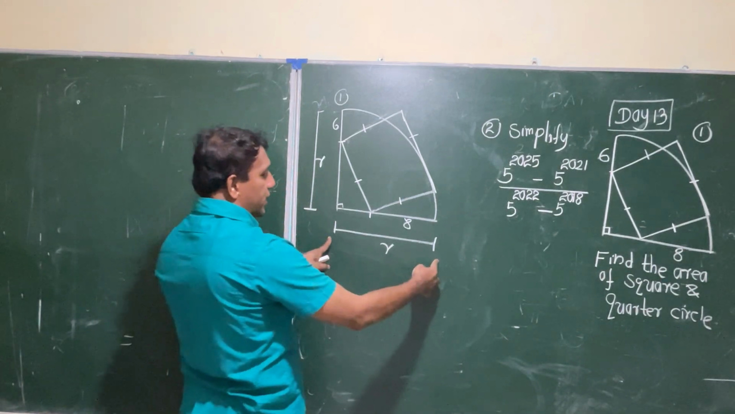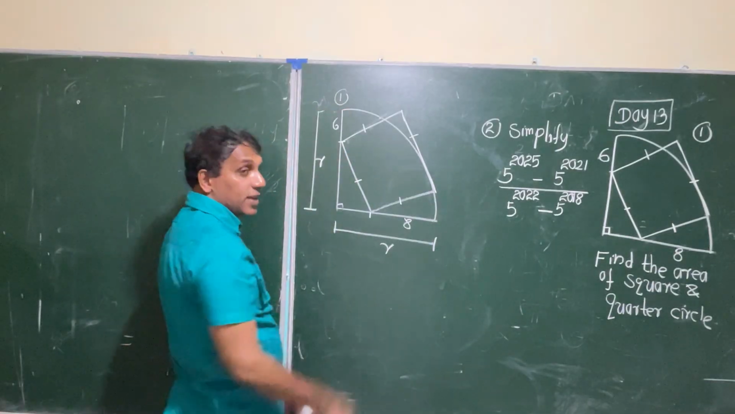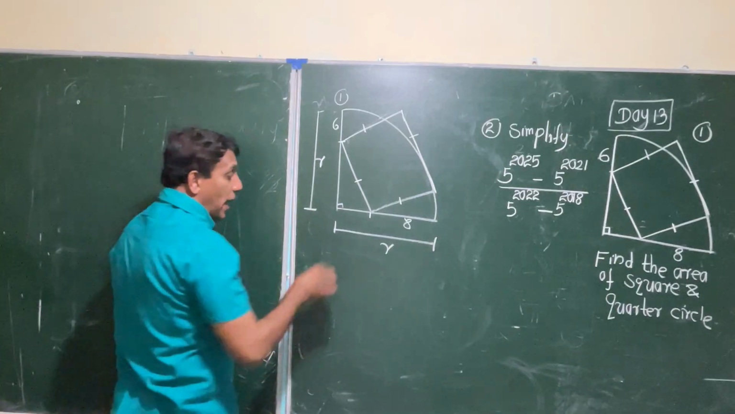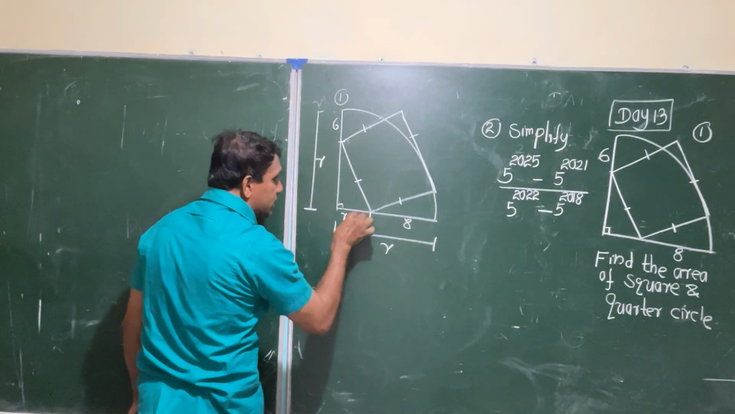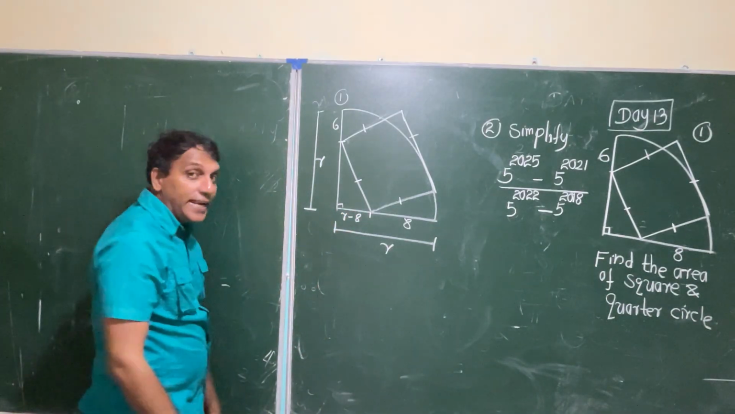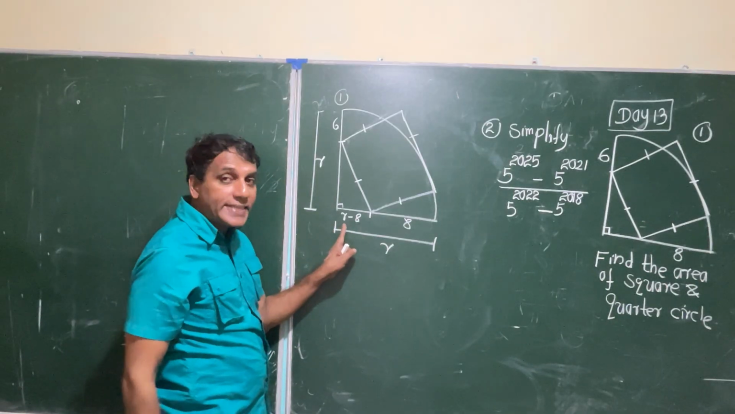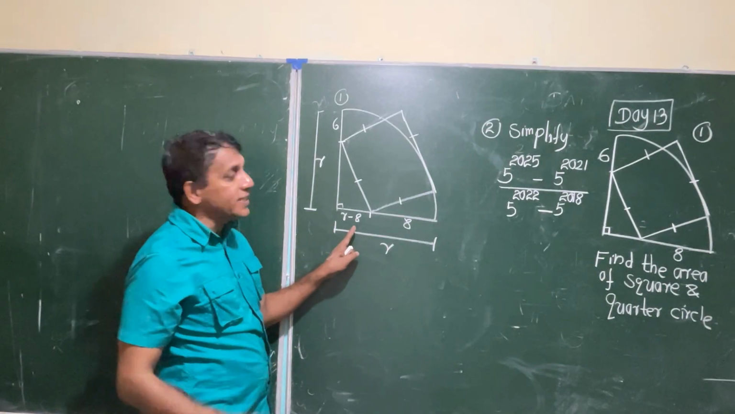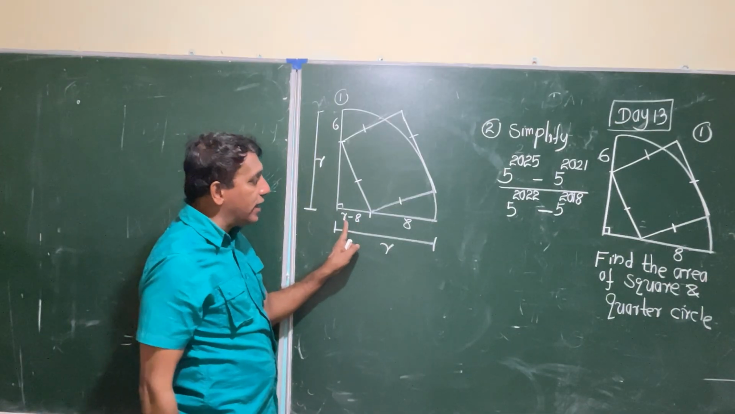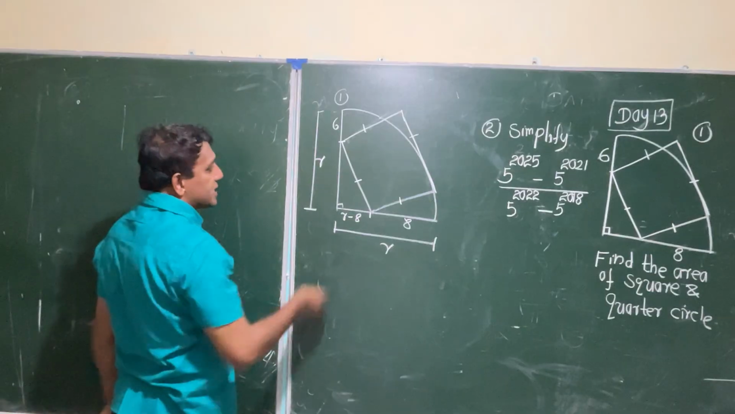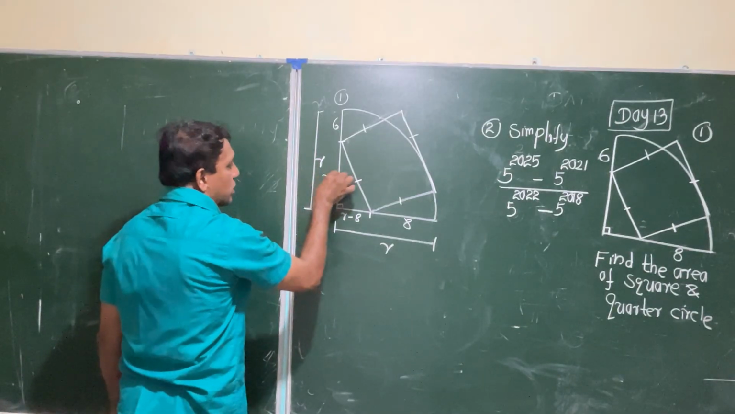This is r, right? Therefore this is 8, up to this 8. You know the balance part is r minus 8, okay? R minus 8. Therefore r should always be more than 8. The radius of this circle is more than 8, okay? This is 6 now. This is r minus 6, okay?